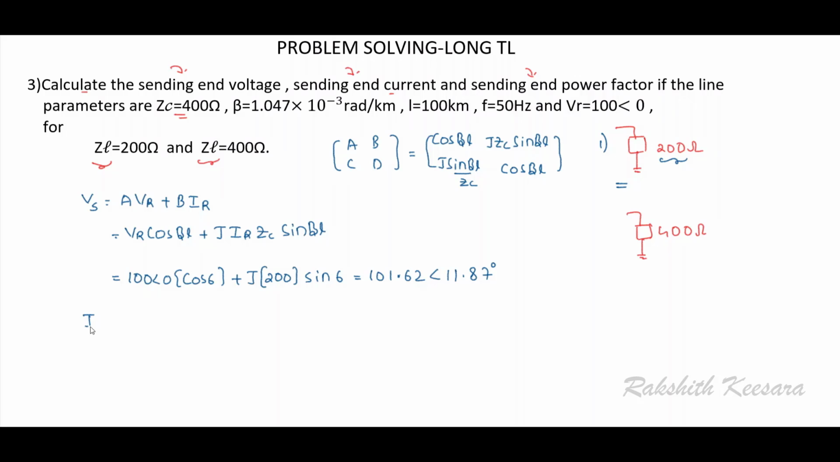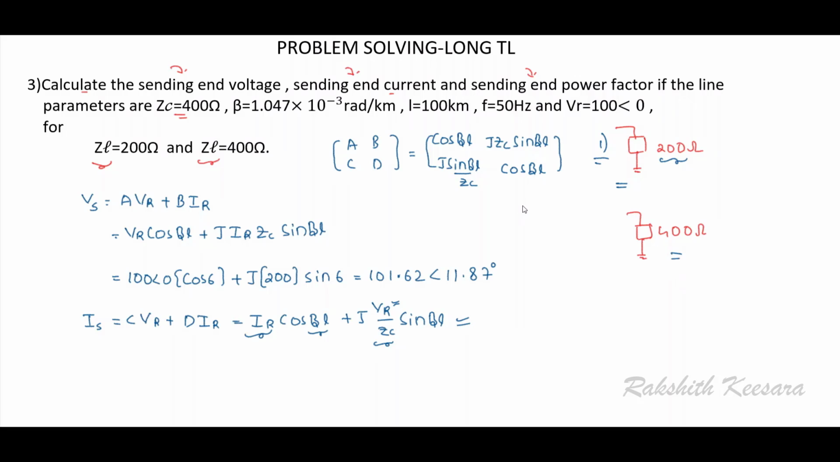Similarly, you can calculate Is in the same fashion, which is C VR plus D IR, and this will be IR cos beta L plus j VR by ZC sin beta L. You know the value of beta L, you know the value of IR, and you know the value of ZC, you know the value of VR. This is the first case.